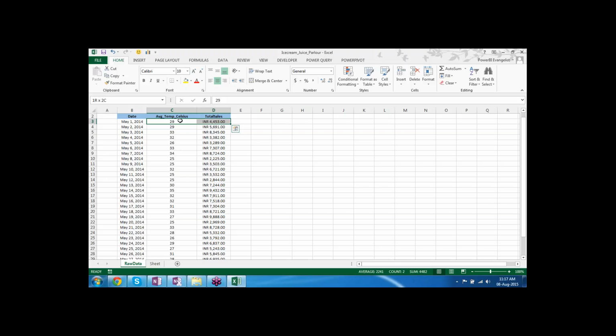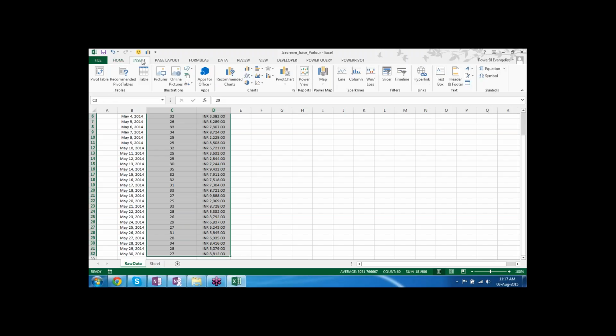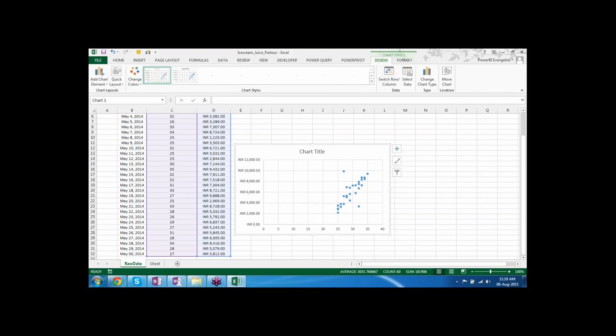Now what happens if you select this particular data and this particular option over here. So both the columns we have selected. We are in the process of finding out what is the correlation between temperature and sales. So we simply go to insert, go to scatter chart and make a scatter chart. So this kind of scatter chart comes.